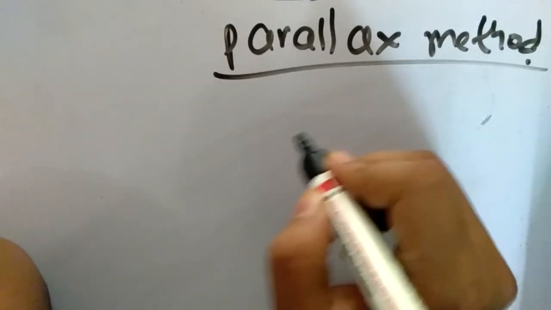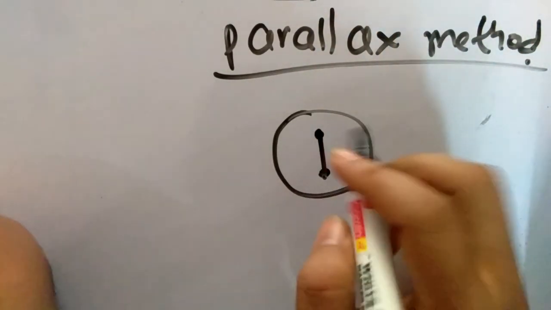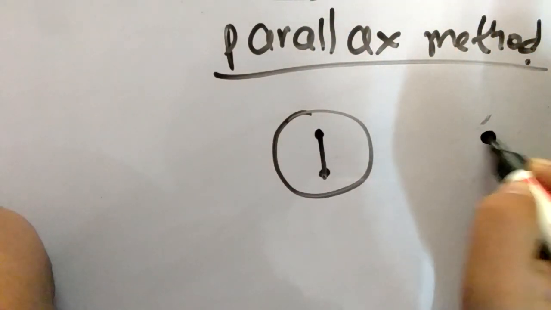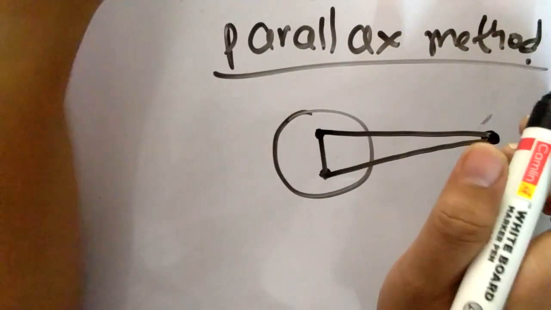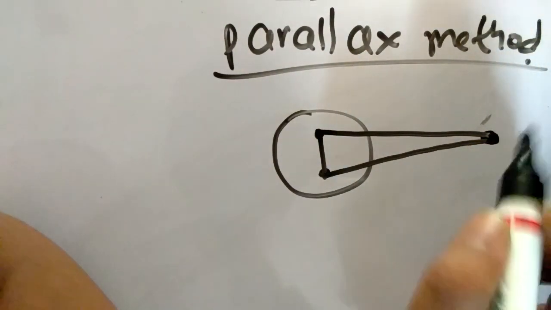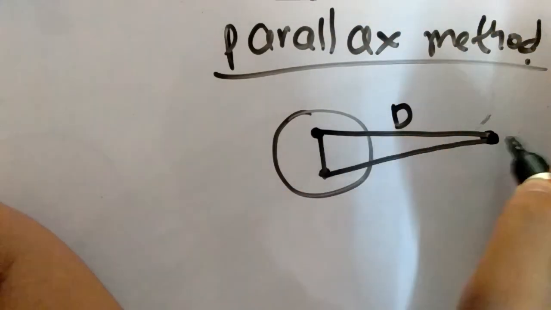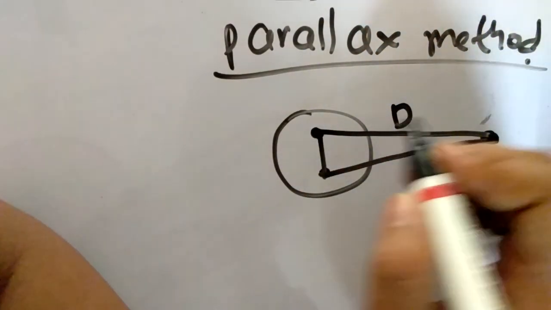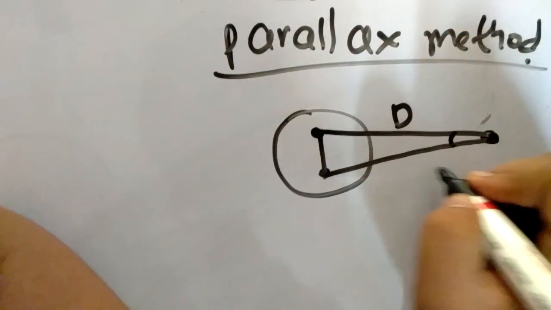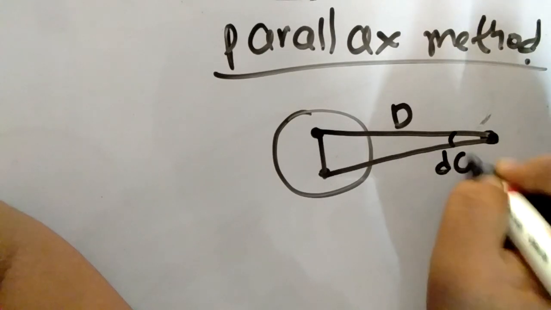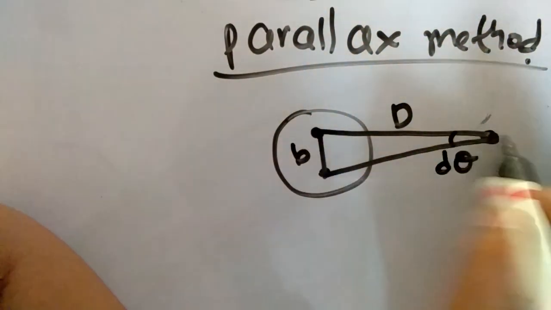For example, this is your earth, and let's say any two points A and B, and this is the star or planet. Then I will join like this. Now for the parallax method, let's assume that this is D, which you want to find out, because D is the distance from earth to that planet or star. As you know, the star is very far away, so this angle must be very small. So I will write this angle as d theta. This distance, say B.